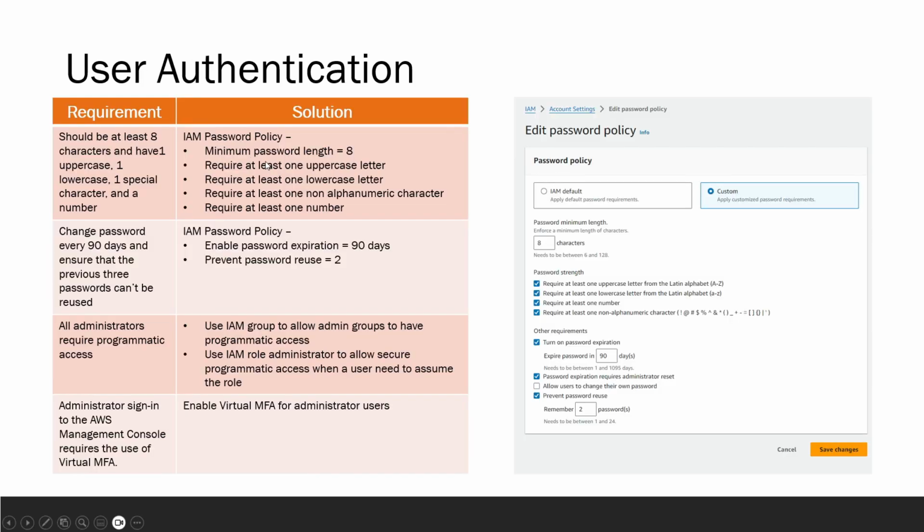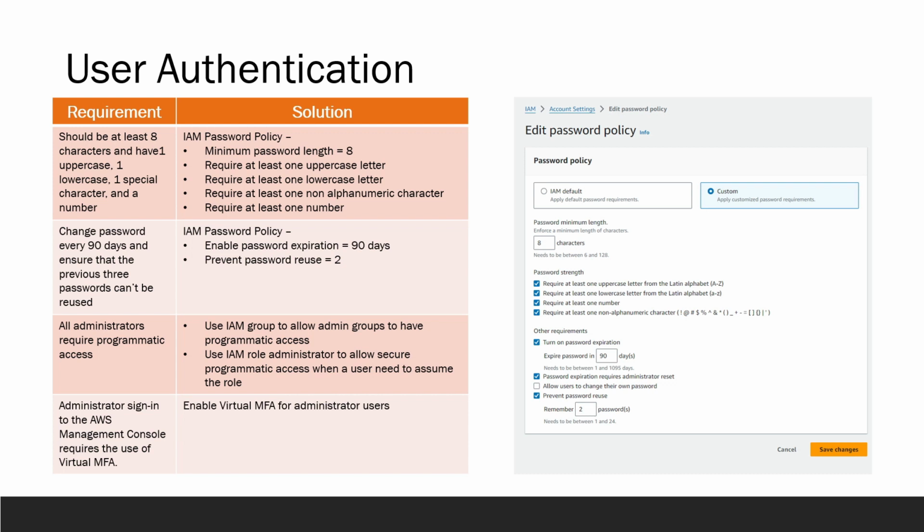For the user authentication, I use IAM, Identity and Access Management. For the password policy, the minimum password length is going to be 8, with one uppercase, one lowercase, one alphanumeric character, and one number. I enable password expiration at 90 days and prevent password reuse. And an IAM group allows the admin group to have programmatic access.